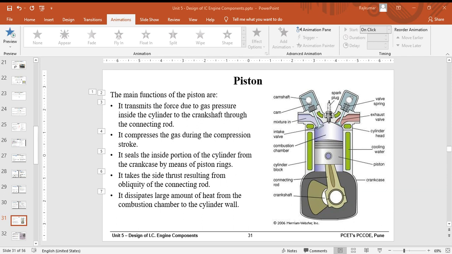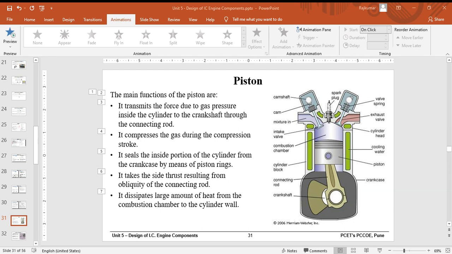Then, according to Grashof's formula, the thickness of the piston head is given by TH equals D into square root of 3 upon 16 into P max divided by sigma B. D is the cylinder bore or cylinder diameter, P max is the maximum gas pressure inside the combustion chamber, generally during the power stroke, and sigma B is the permissible bending stress in Newton per mm square. This formula is often used for calculating the thickness of the piston head.